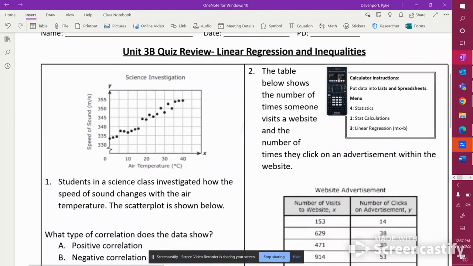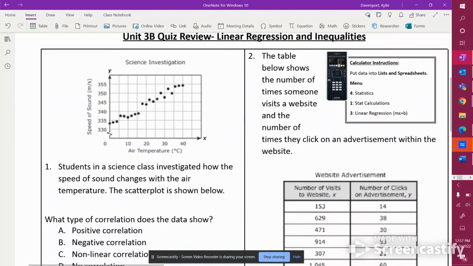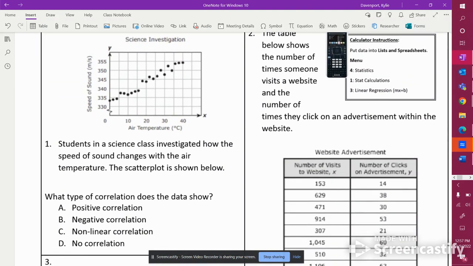All right, guys, so today we are going to go over our quiz review for linear regression and inequalities. I'm going to go over one problem, then you're going to pause the video and work on the problem on your paper. They are different problems, okay?